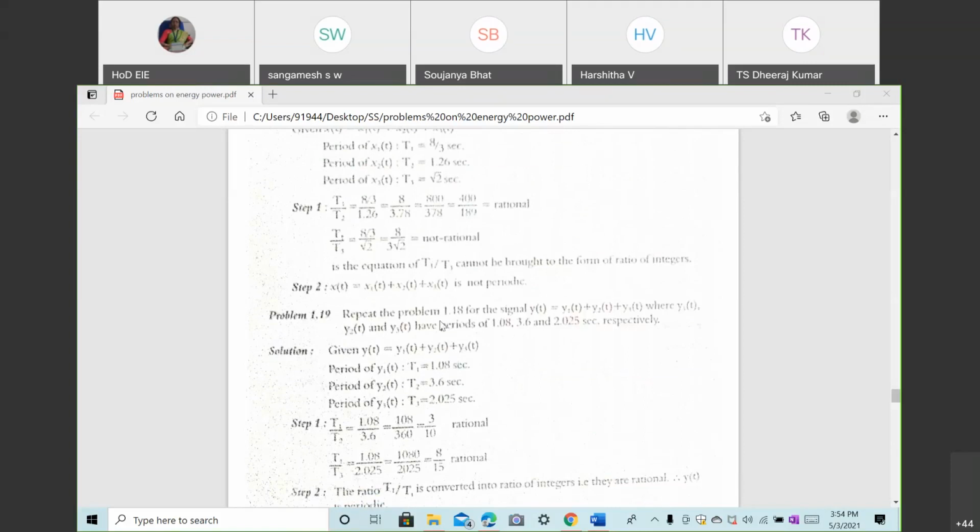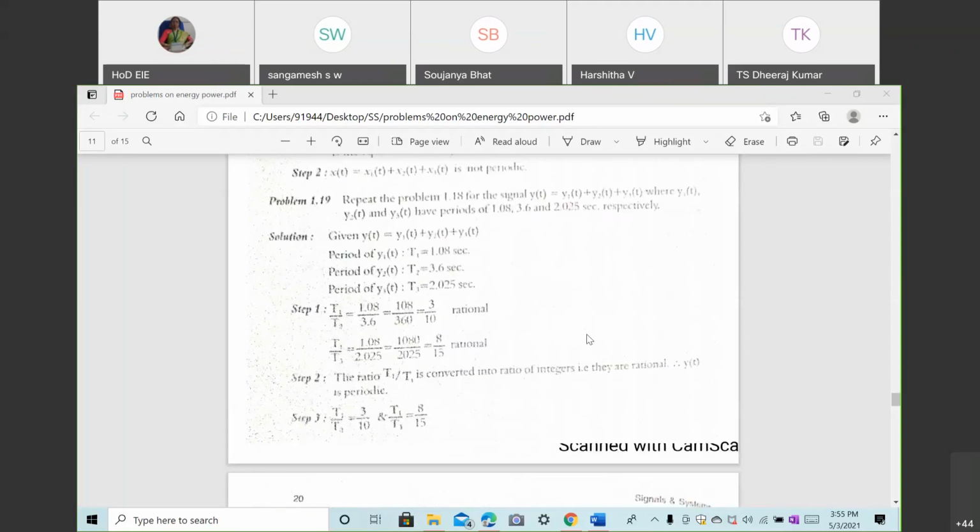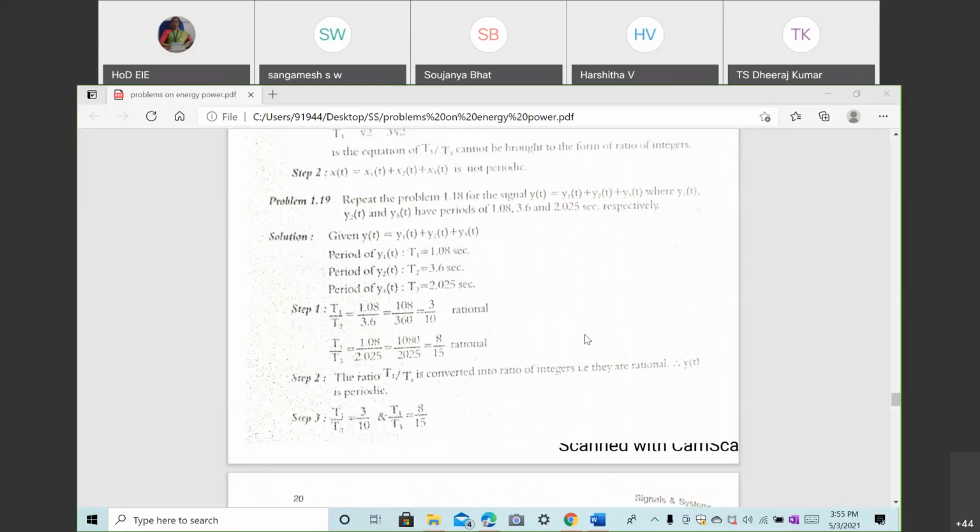Here the same thing will repeat for the signal y of t, its periodicity. y of t equal to y1 of t plus y2 of t plus y3 of t, where y1 of t, y2 of t and y3 of t have periods of 1.08, 3.6 and 2.025 seconds respectively. They told us to check periodicity. Based on the previous concept, the period of y1 is given as 1.08, period of y2 is 3.6, and period of the third signal is 2.025. The second step is T1 by T2, T1 by T3 that we have to do.